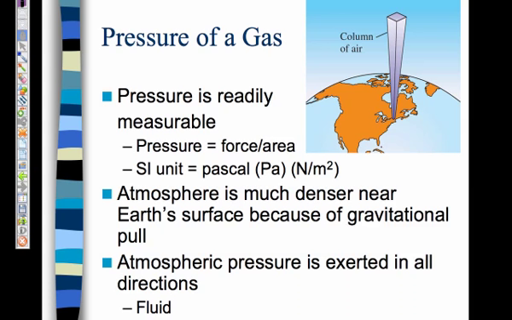The atmosphere is much denser near the Earth's surface because of the gravitational pull. Also, if you are in Death Valley versus on top of Mount Everest, in which spot do you have more atmosphere pressing down on you? Death Valley, right? Death Valley is below sea level. You have a lot more atmosphere above you. So the pressure is higher the closer to the Earth's surface, or to the center of the Earth, you are. The atmospheric pressure is exerted in all directions because gas is a fluid. It can move, flow, so it's a fluid.